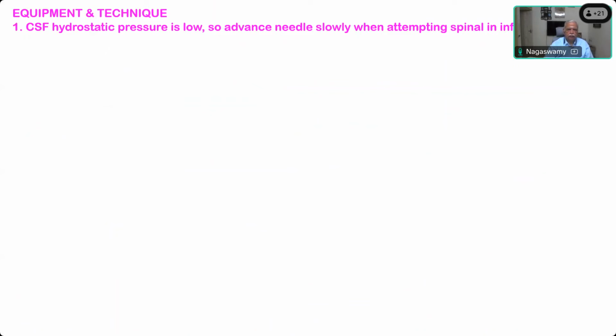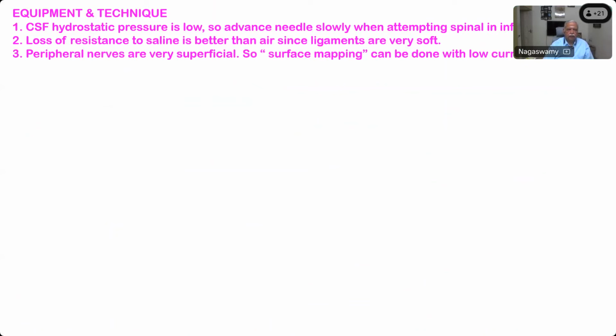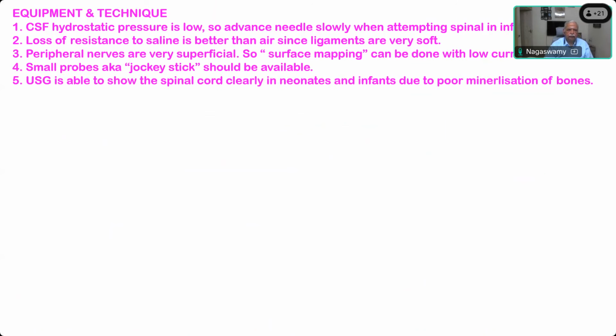CSF hydrostatic pressure is low, so advance the needle slowly when attempting spinal in infants. Loss of resistance to saline is better than air since ligaments are very soft. And peripheral nerves are very superficial, so surface mapping can be done with a low current needle, nerve locator. Small probes, also called jockey stick, should be available to locate the nerves.